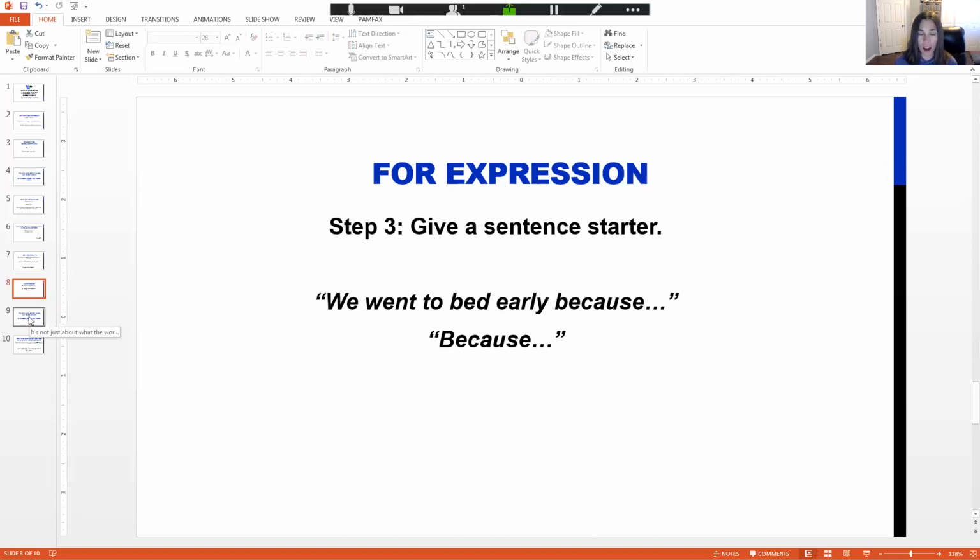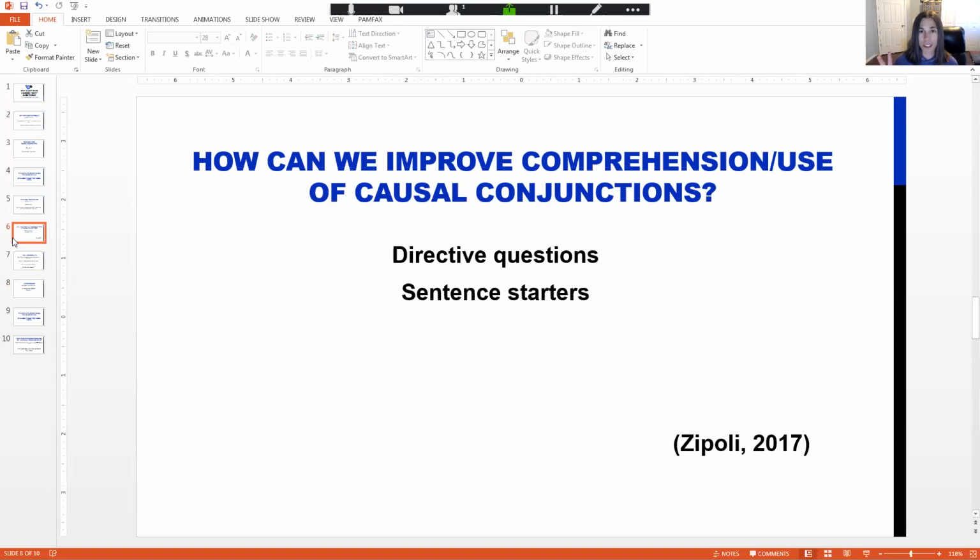So to wrap that up, we talked about directive questions. Let me go back to my slide here. We just talked about directive questions and sentence starters to improve comprehension of the causal conjunction because, and we're doing that because if your students don't understand how to use that type of word, specifically if they don't know how to use the word because, they're going to have a really hard time answering a why question. So that's a lot of times the culprit behind that issue with your students.